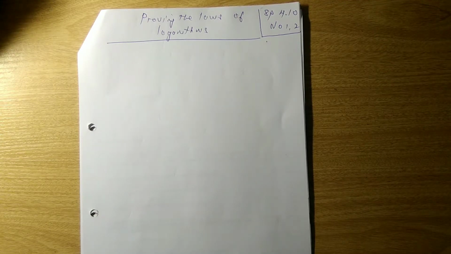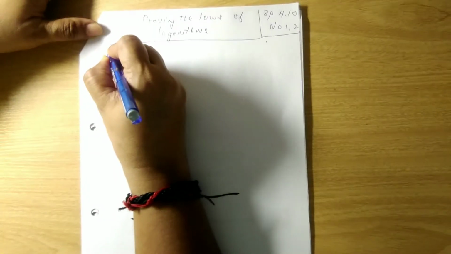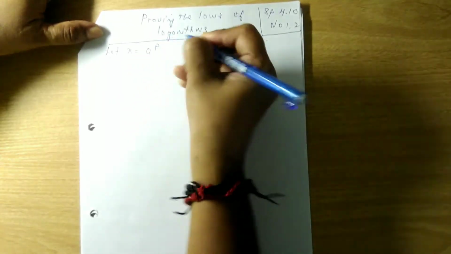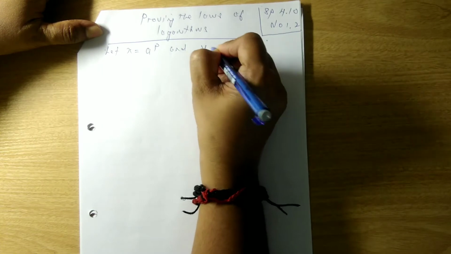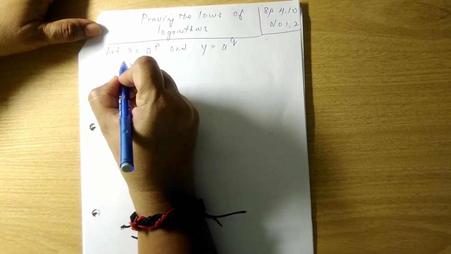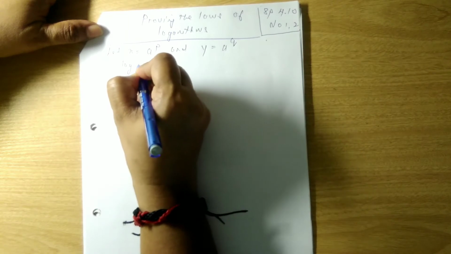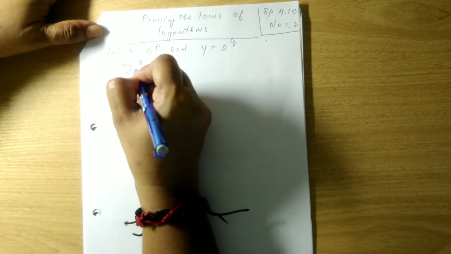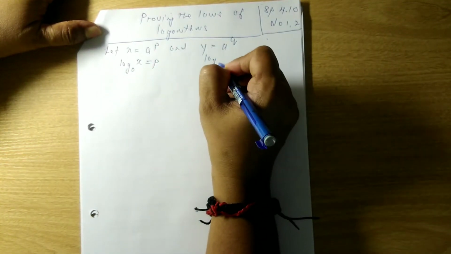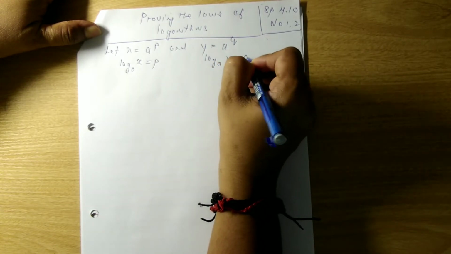Alright, so today we'll move on to the next part on proving the laws of logarithms. We'll start with our simple definition. Let x become a to the power p and y be a to the power of q. If you still remember, the conversion of this to log will be: log of x base a is p, and log of y base a equals q.